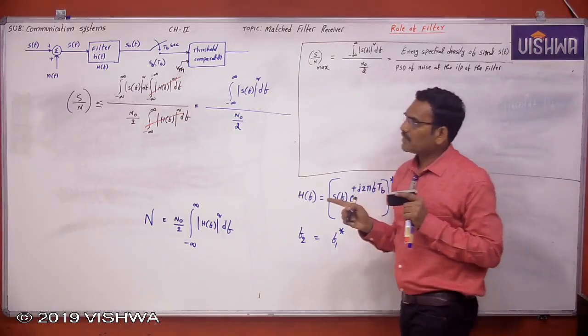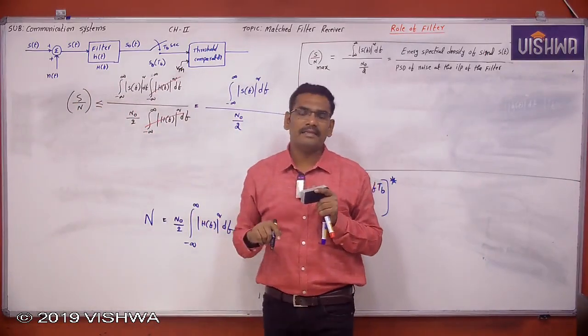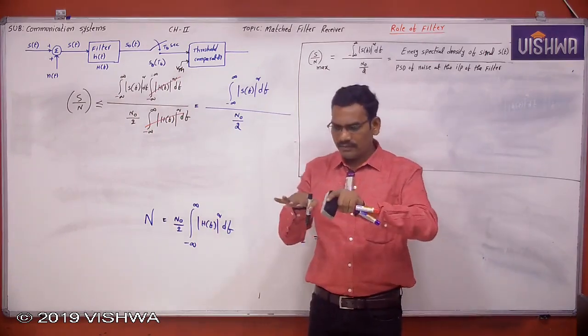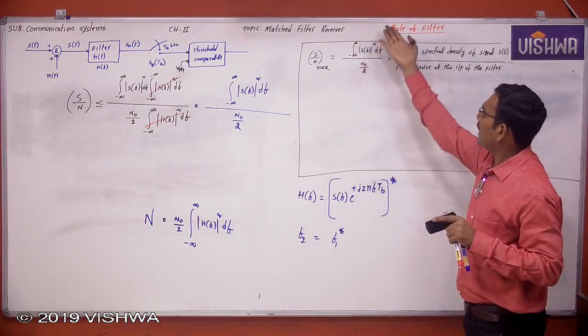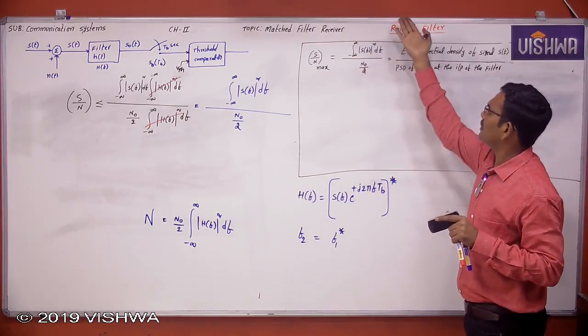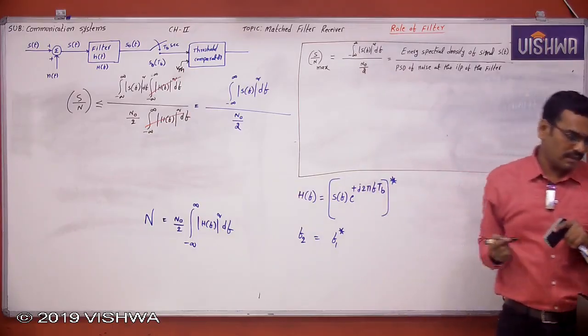So the power spectral density of noise at the input of the filter will be the same as at the output of the filter, meaning the noise effect will be the same. But what happened? This is the energy, the signal is maximizing, so this is the maximum value, then the overall signal to noise ratio is maximum.